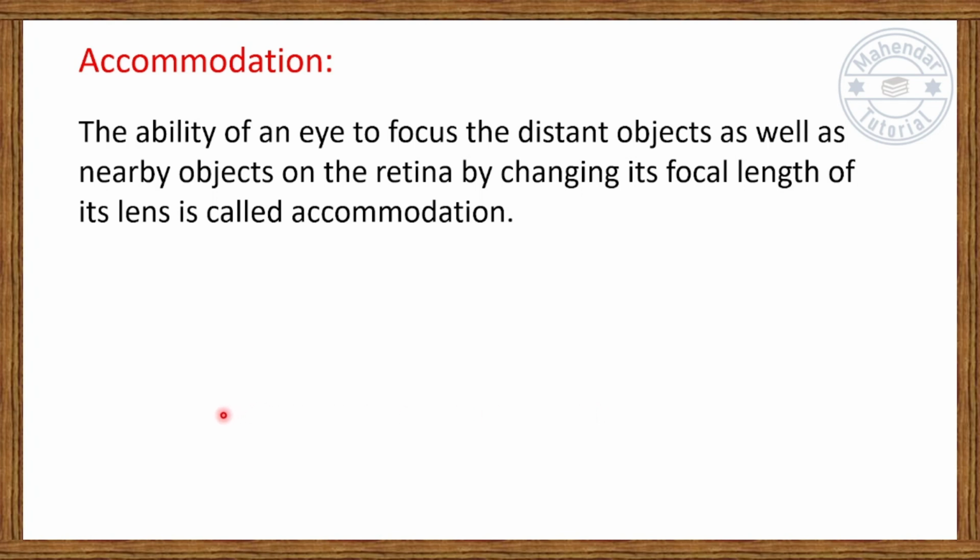Accommodation of lens means the ability of an eye lens to focus the distant object as well as the nearby object on the retina by changing the focal length. It is called accommodation. It means the eye lens can automatically change its focal length because of the ciliary muscles.